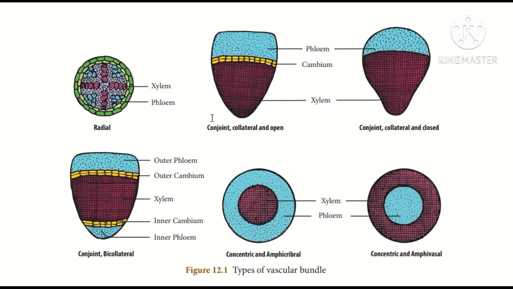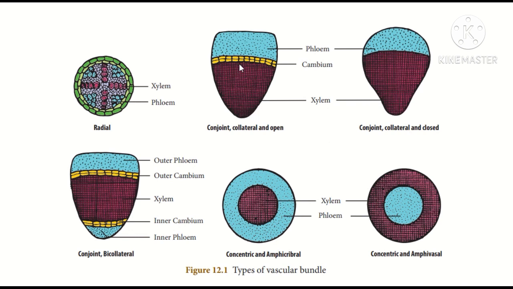The second important type is called conjoint. A diagram is represented here. But what is a conjoint here? Xylem and phloem lie on the same radius. They are called conjoint vascular bundle. If the xylem and the phloem are lying on the same radius, then it is called conjoint vascular bundle. This conjoint vascular bundle is of two important types. One is collateral, the other one is called bicollateral.